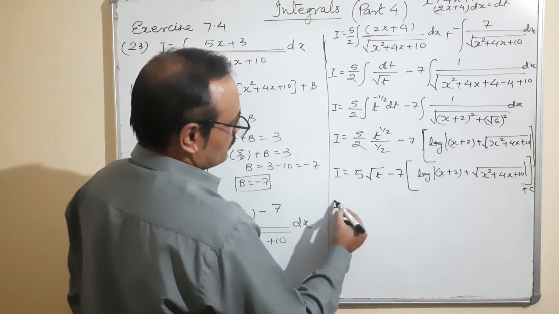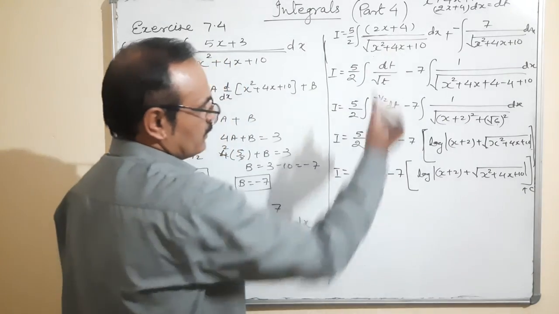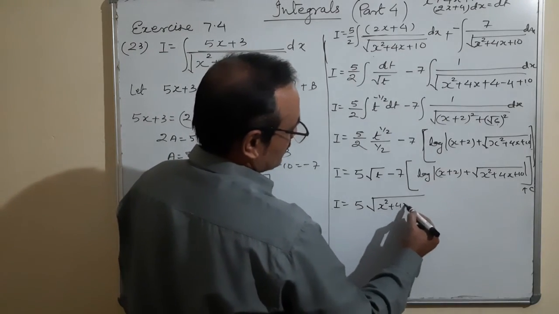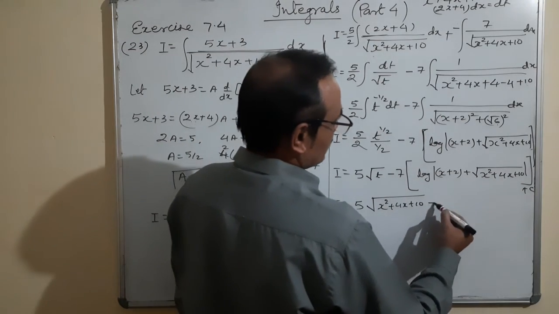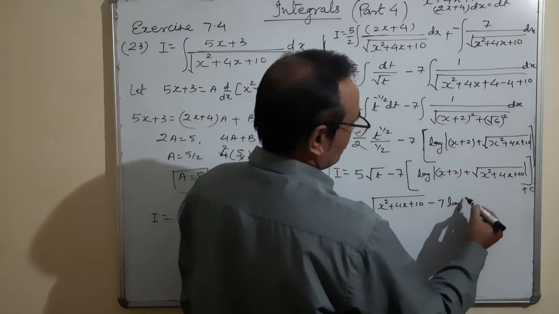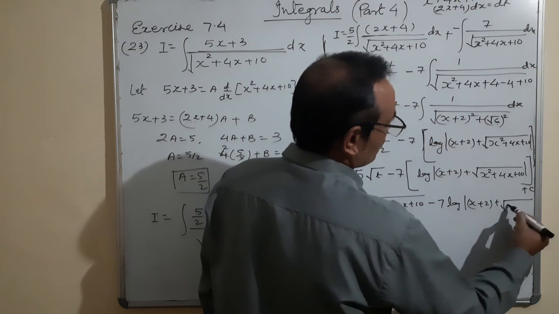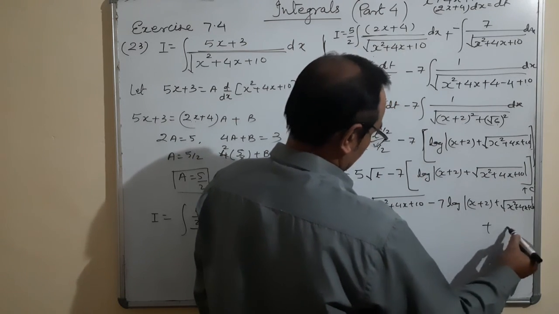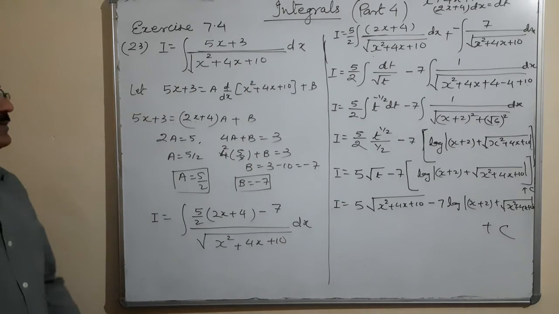I is equal to 5 root t. What is the value of t? x square plus 4x plus 10 is the value of t, minus 7 log of x plus 2 plus under root x square plus 4x plus 10, plus c. Okay, so that is the solution of this question.